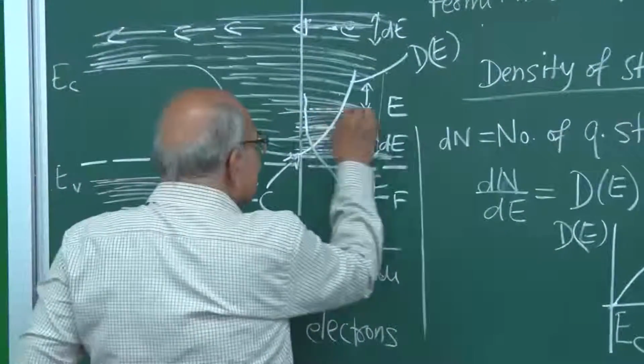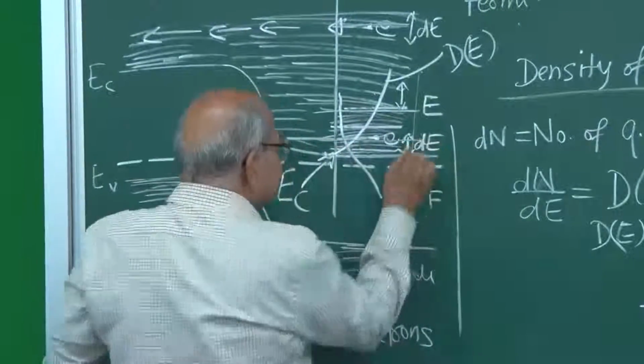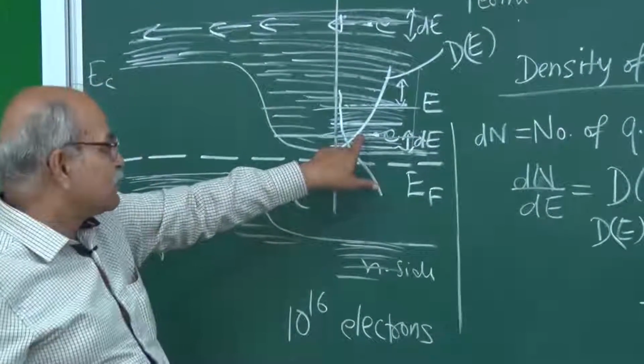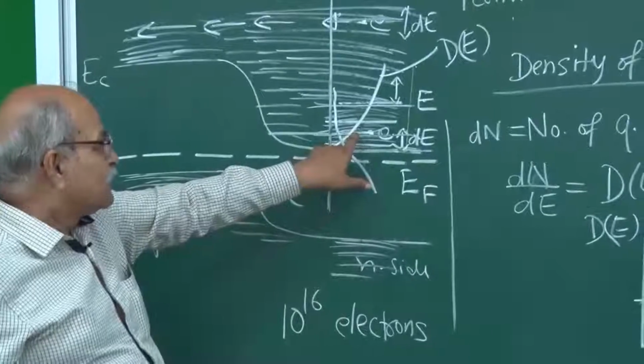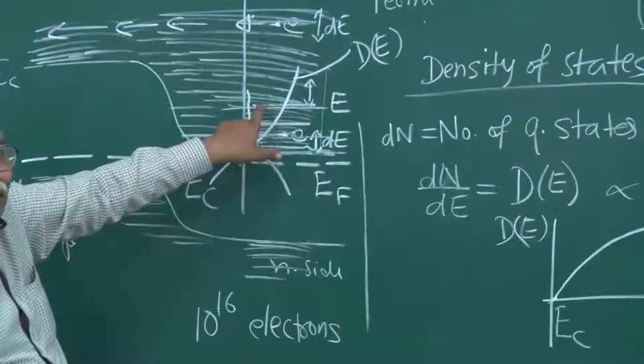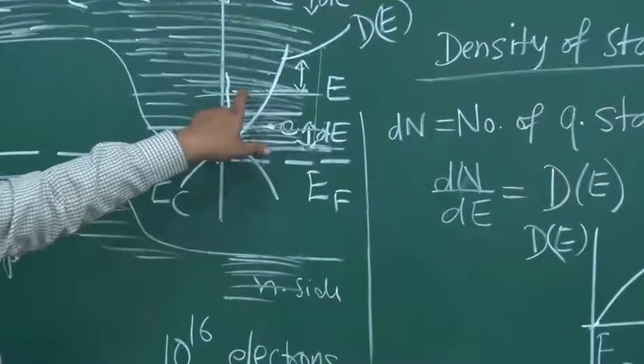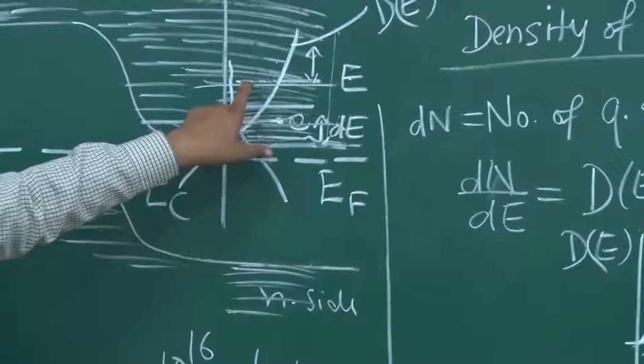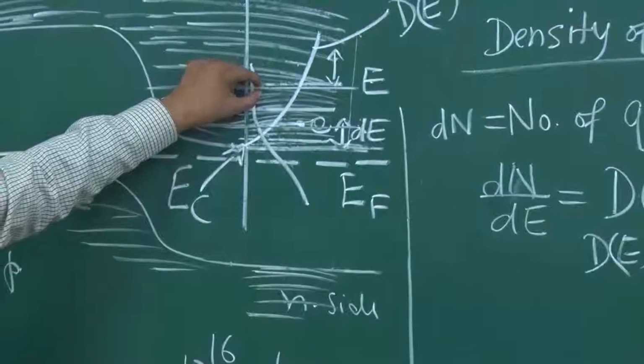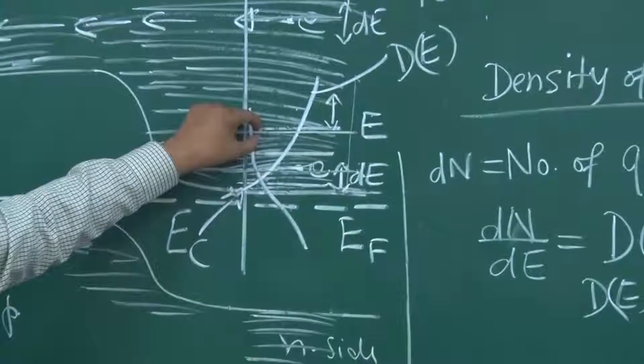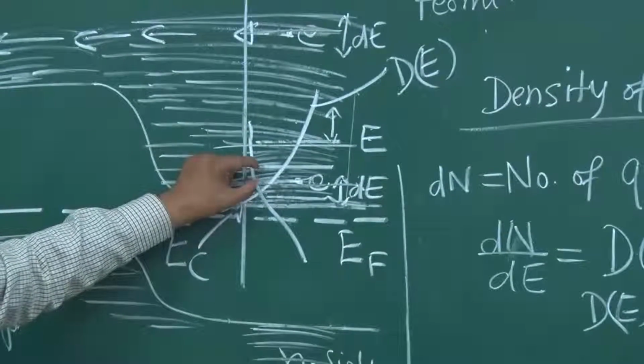There is a quantum state out here, and there is a quantum state out here. This quantum state has larger probability of being occupied. This quantum state has higher energy, lower probability of being occupied. But how many quantum states are here? There are more quantum states here and fewer quantum states here.